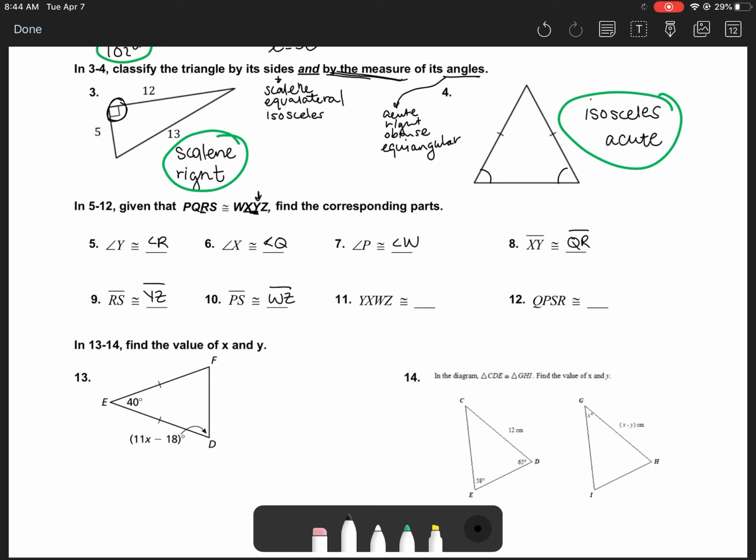YXWZ. So I'm starting with the third, YXWZ, and then I'm moving to the left. So I'm going to start with R, and I'm going to move to Q, P, and then S. And so this one isn't a segment because it's naming the entire quadrilateral, so I don't have any segment symbols above it. And same thing for number 12. Q, P, R, S, I'm starting with the second letter this time, moving to the left. So I'm going to start with X, W, and then it went to S, R, so the last letter and then the one to the left of it, so Z, Y.